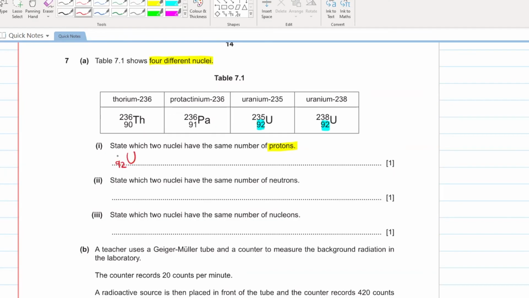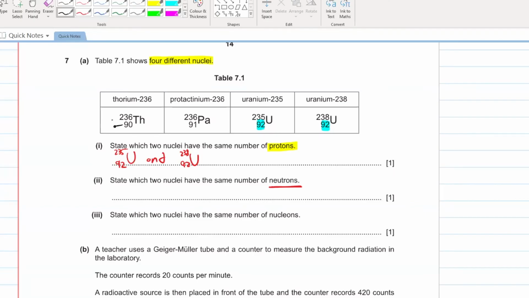Uranium 92 235 and uranium 92 238 have the same number of protons. Which two nuclei have the same number of neutrons? Now, for this, you will have to work a little bit harder. You will have to calculate the number of neutrons in the nuclei. So, how will you do that?